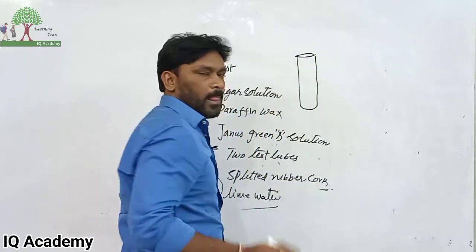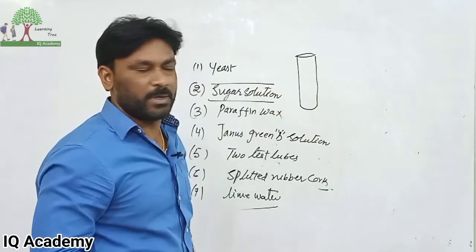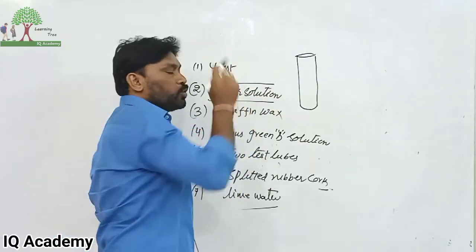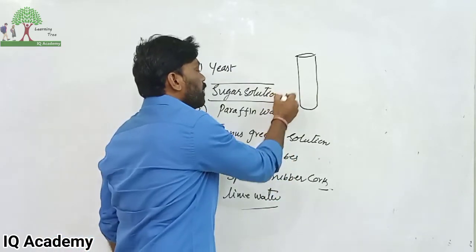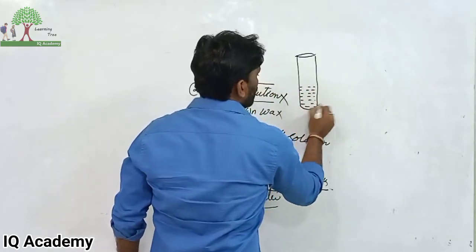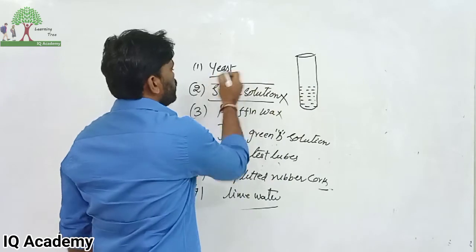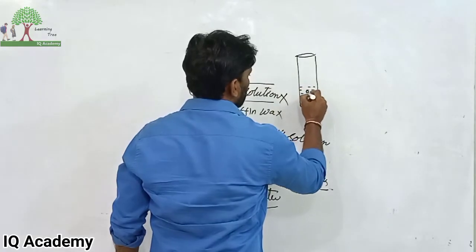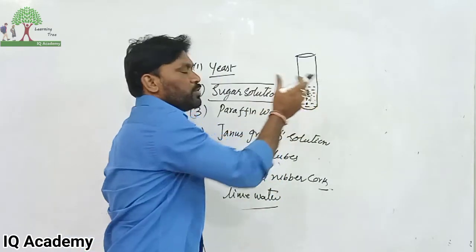After taking the test tube, heat the sugar solution and cool it to room temperature. Why do we heat the sugar solution and cool it to room temperature? The oxygen molecules present in the sugar solution have to be removed. So before taking the solution to a test tube, we will heat and cool it. Now we have to take yeast. Two or three drops of yeast we have to drop into the sugar solution. Now we added yeast to the sugar solution.